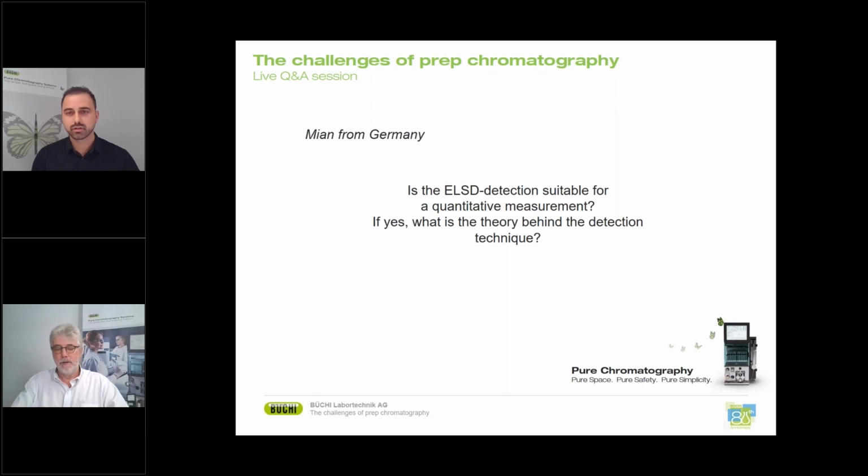We have a second question on the ELSD topic, which is from Iceland, from Maunian. It says, ELSD is a disruptive detector. This is right. My question is about interfacing between preparative chromatography and ELSD.